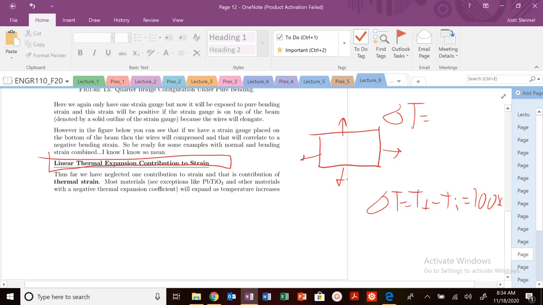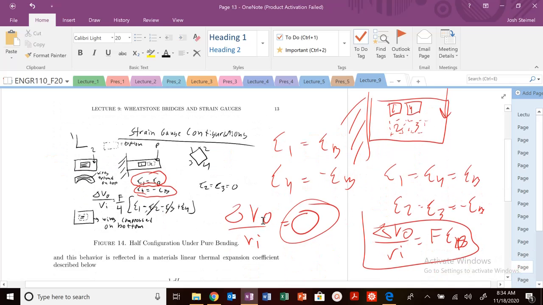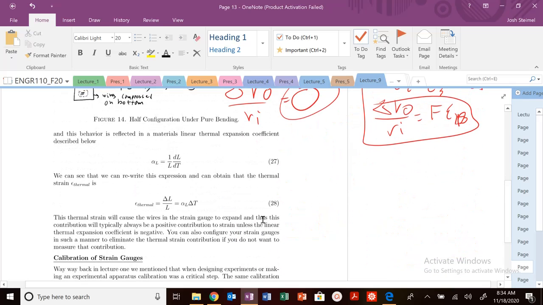Most materials will. One exception is lead titanate, which has a negative thermal expansion coefficient at certain temperature ranges. But again, for almost every other material, as we increase temperature, the material is going to expand. So what's going to happen to our strain gauge as well? Well, that's also going to expand. So our material, our wire, is going to lengthen. So we are going to need to take this into account by looking at this linear thermal expansion coefficient, alpha L.